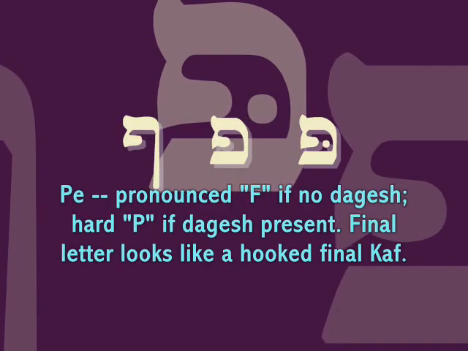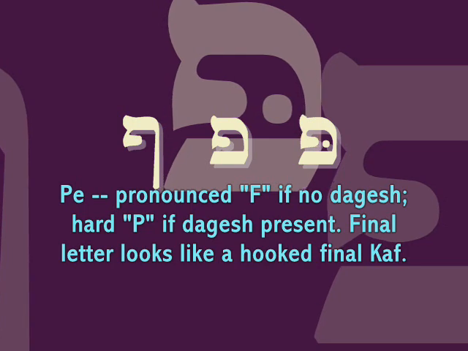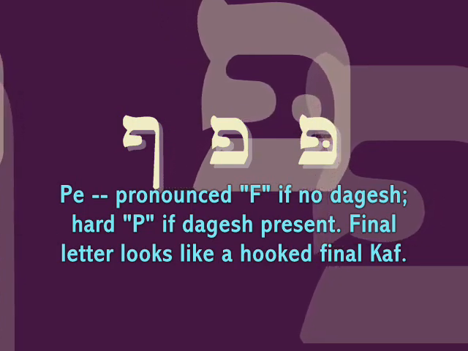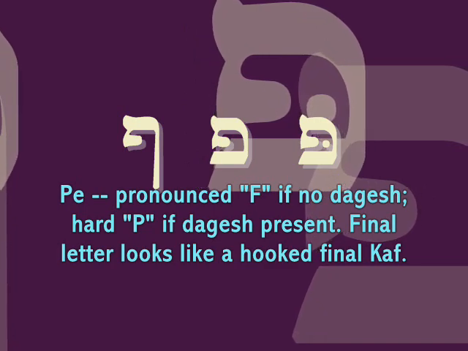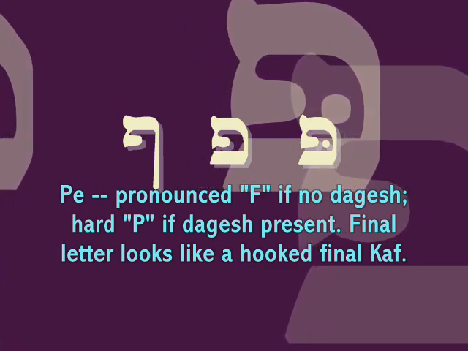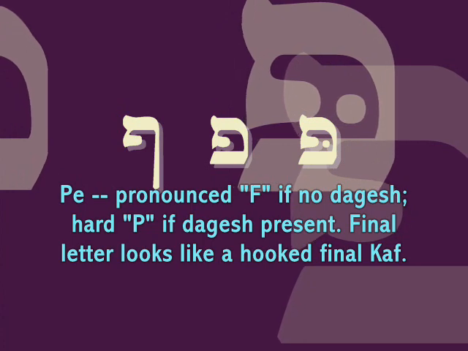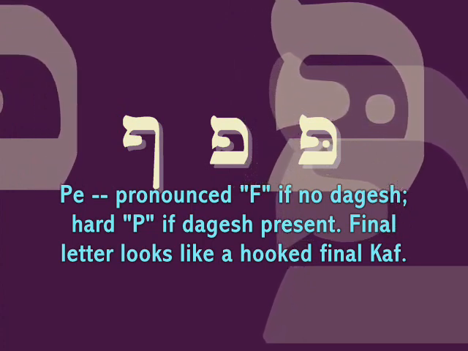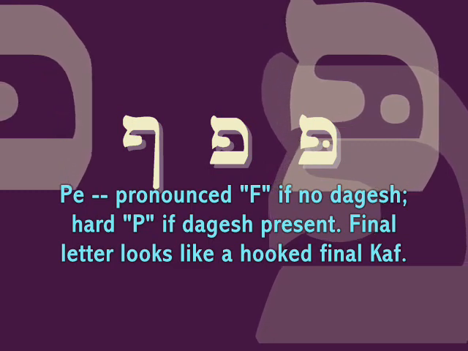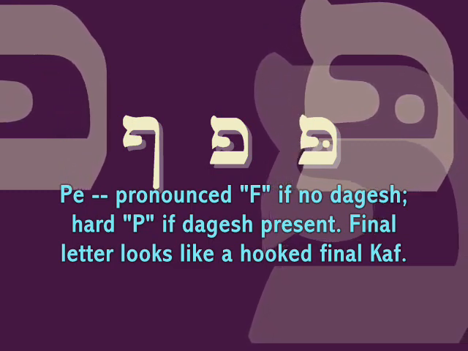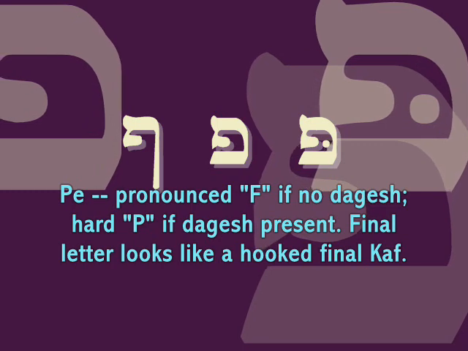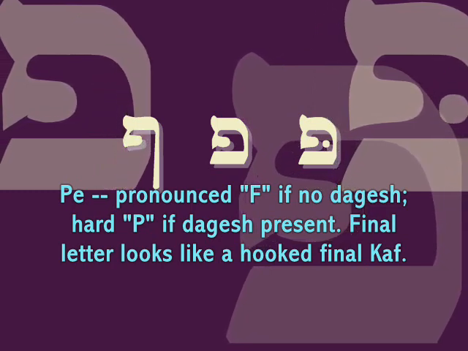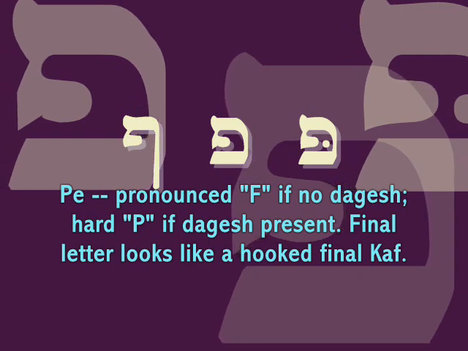The next is called pei, but it's really an F sound without the dagesh. The dagesh is going to be a little dot. It looks like an upside down G, and the dagesh will be there to signify it's a hard P. If there's no dagesh, and sometimes it's hard to tell, especially if you have to read solid Hebrew text that you can't size, then it's an F sound without the dagesh, with the P's, with the dagesh.